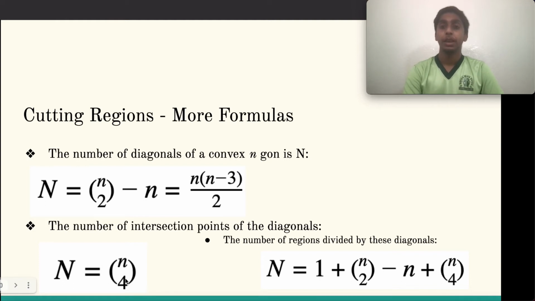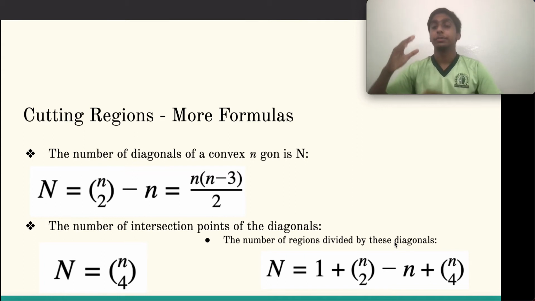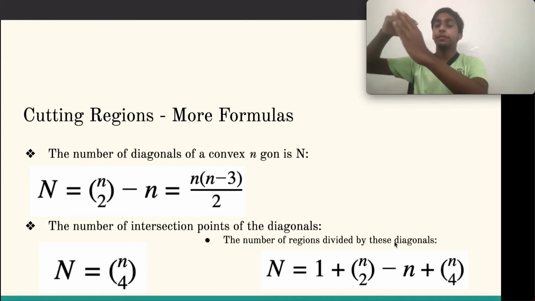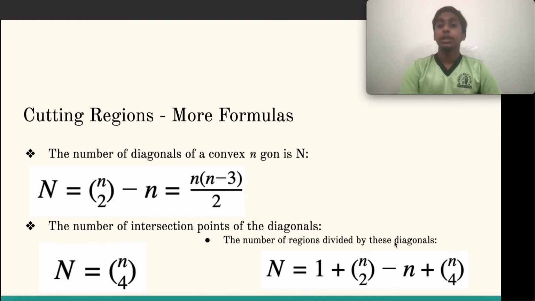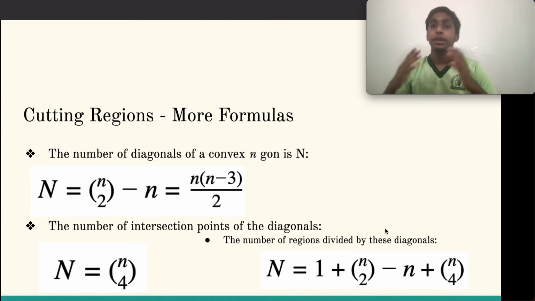So pretty simple. Now, the number of regions divided by these diagonals. Okay, so now we have all these diagonals that have intersected each other, and they've formed these little regions. If you have a diagonal here and a diagonal here, there's a region formed in between these diagonals. To find the number of regions in the total polygon after they've been divided, that's going to be equal to 1 plus n choose 2 minus n plus n choose 4. So again, that's 1 plus n choose 2 minus n plus n choose 4. These are all just formulas you'd apply, but in this case, your situation is you're given an n-gon and you have a bunch of diagonals cutting through it.